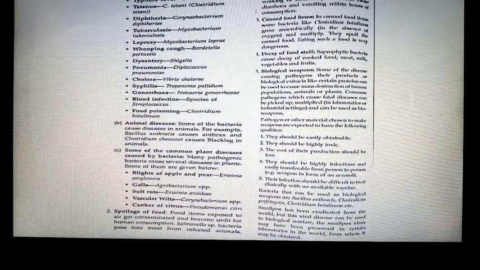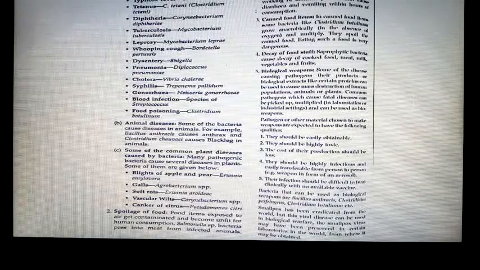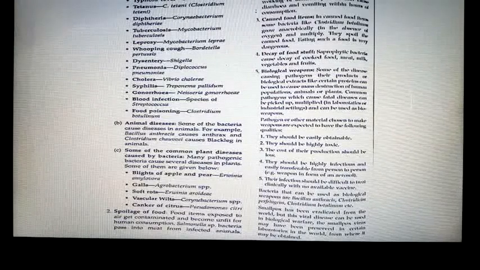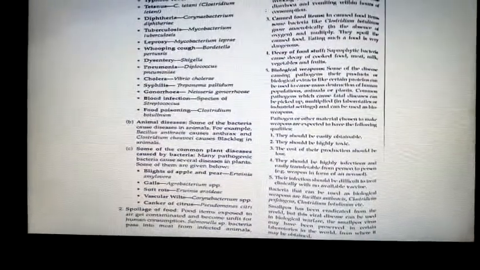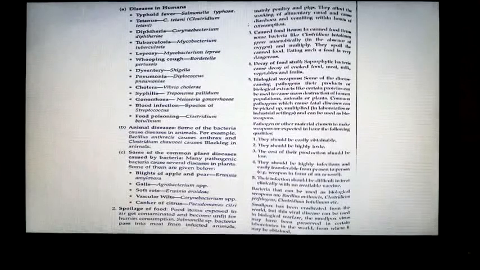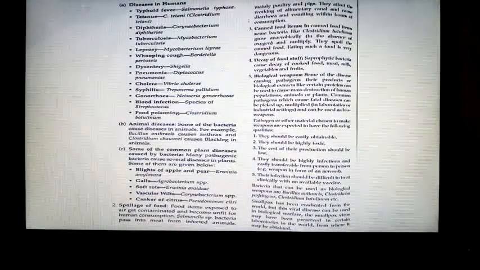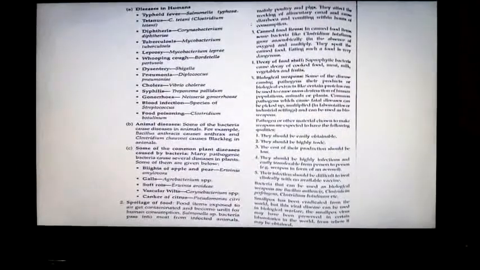Got it? The second point you are going to learn is spoilage of food. The first one, diseases. Second one, spoilage of food. Food items exposed to air get contaminated and become unfit for human consumption. The main cause here is Salmonella species. Bacteria pass into meat from infected animals, mainly poultry, that is chicken, and pigs. They affect the working of the alimentary canal and cause diarrhea and vomiting within hours of consumption. That is what we call food spoilage.